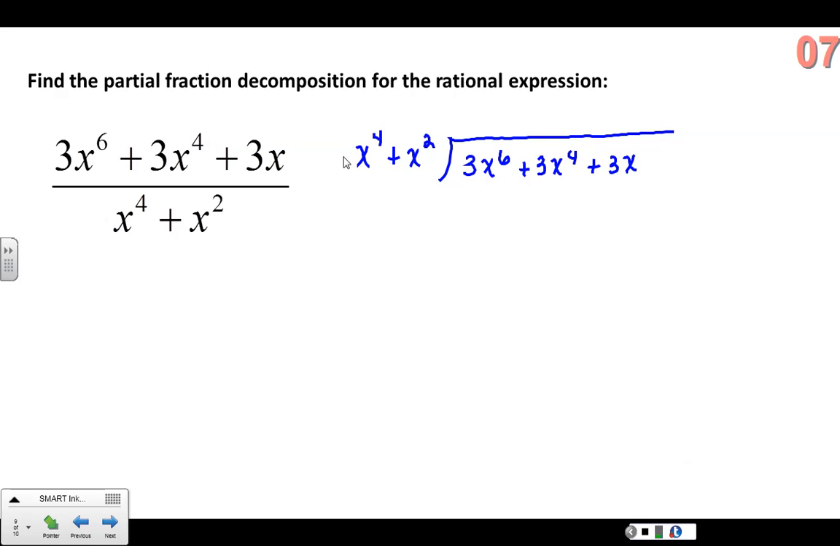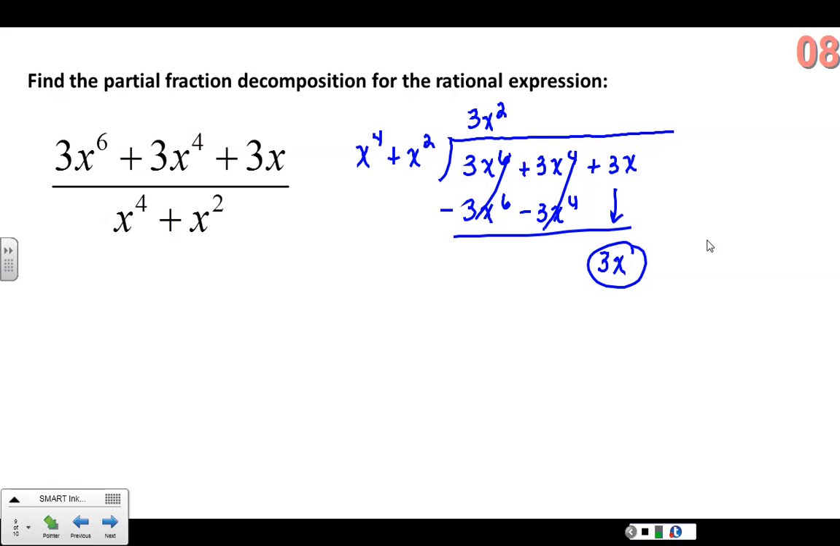What would I multiply x to the 4th by to make 3x to the 6th? Well, I can multiply it by 3x squared. 3x squared times x to the 4th would be 3x to the 6th. And 3x squared times x squared would be 3x to the 4th. But we bring down and subtract. Bring down our next term. Well, I can't divide x to the 4th into that, so that's my remainder, just the 3x.